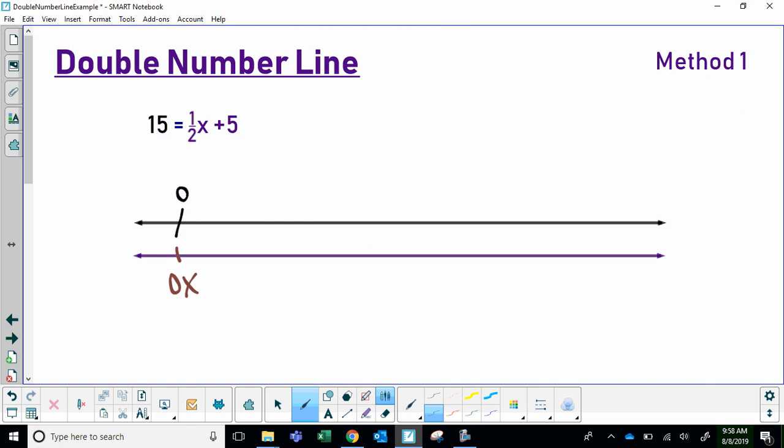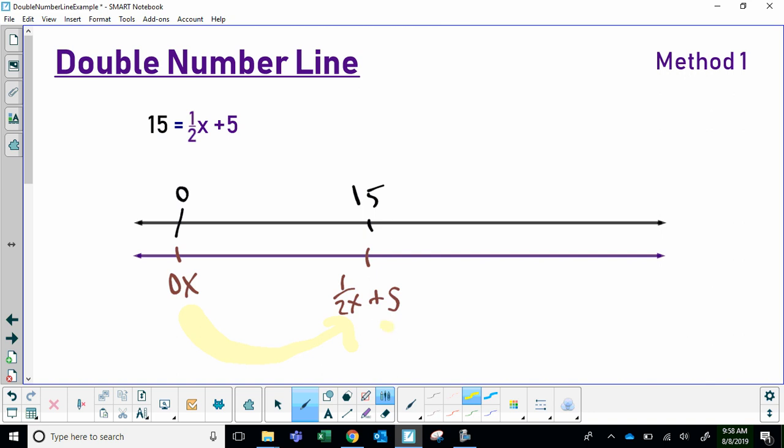I would say right about there is my 1/2 x plus 5. And directly above that, looking at the left-hand side of the equation, that is 15. Okay, well, I don't really like half x. So I'm thinking about this space, that step. And what I'm going to do is I'm going to double it.